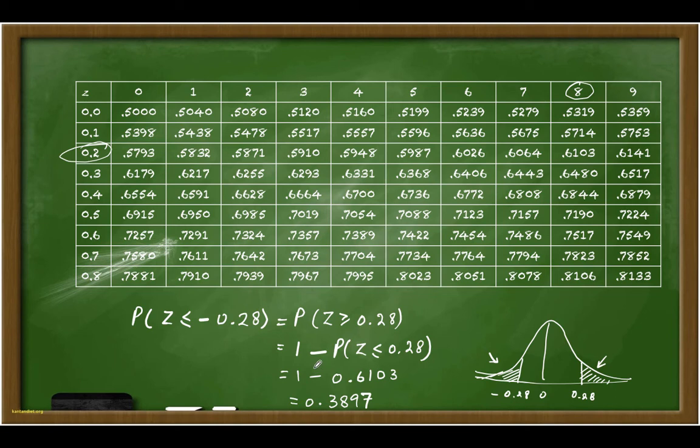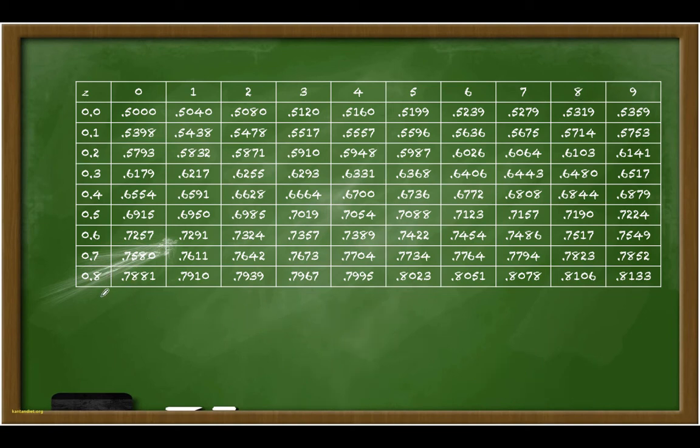Let's have another example. Suppose you want to find the probabilities for intervals in which one value is negative and another is positive. So the probability that z lies between negative 0.08 and 0.85. If the variable is continuously distributed, it doesn't make any difference whether you write less than or equal to, or just less than.